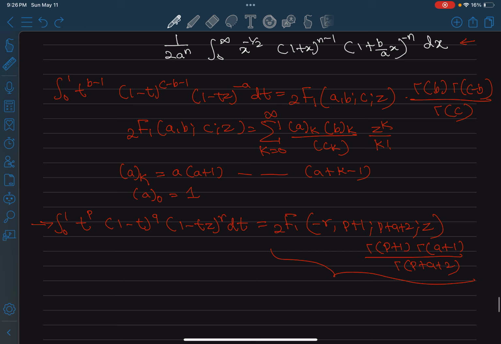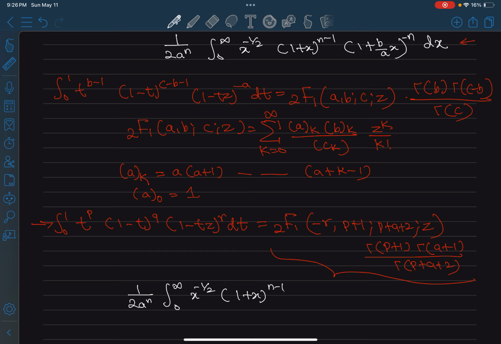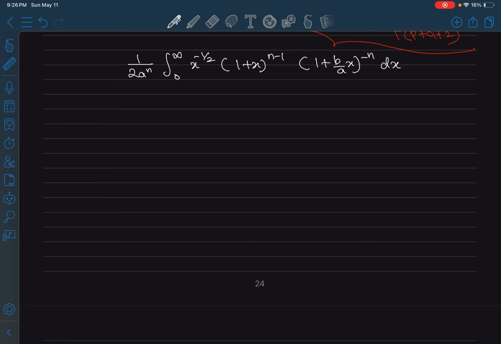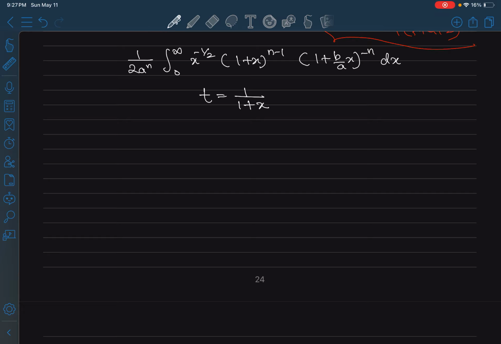So let's see how. Now we know that this is 1 by 2a to the power n, integral from 0 to infinity, x to the power minus half, 1 plus x to the power n minus 1, 1 plus b by a x to the power minus n dx. What we can do is make a substitution that does both jobs, to introduce the negative sign as well as make this limit go from 0 to 1. The substitution that works is t equals 1 by 1 plus x. Because if I make this, first of all, notice that the limit now goes from 1 to 0, right? From 1 to 0, we can just reflect it to make it 0 to 1. That's not a big deal, right?